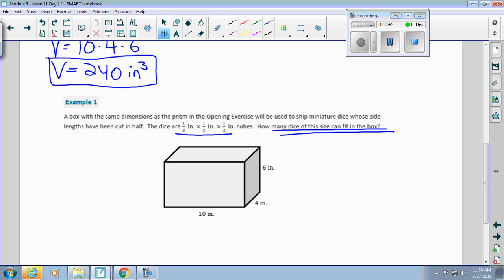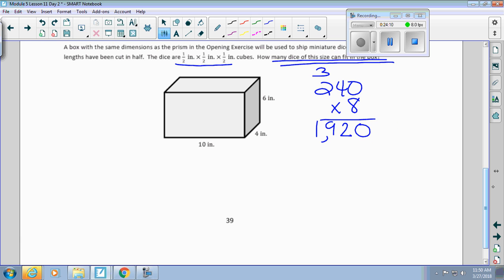So 240 times 8. 8 times 0 is 0. 8 times 4 is 32. 8 times 2 is 16. Plus 3 is 19. So 1,920 is our answer. So 1,920, leave a big space here, 1/2 inch cubes would fill the prism.